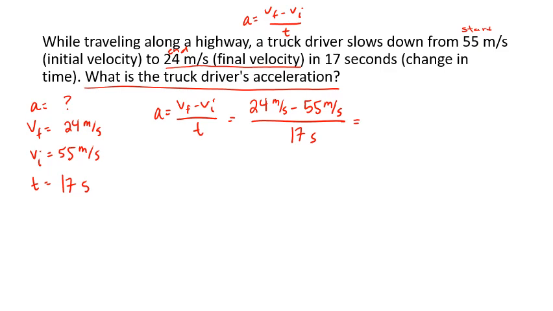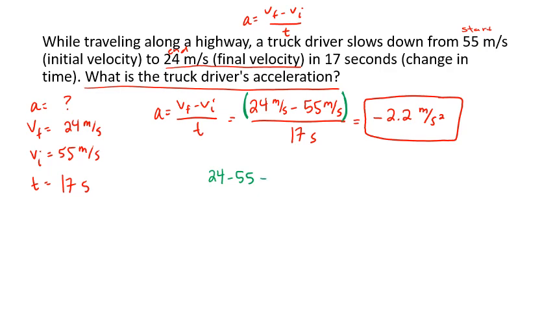If we put this in our calculator, it is going to be negative 2.2 meters per second squared. A few things to note here, guys. First of all, when you put this part in your calculator, make sure you are telling your calculator 24 minus 55. Then you're going to want to hit enter. That's going to give you a negative 31. Then you're going to want to say negative 31 divided by 17, and that's how we get this negative 2.2 meters per second squared.